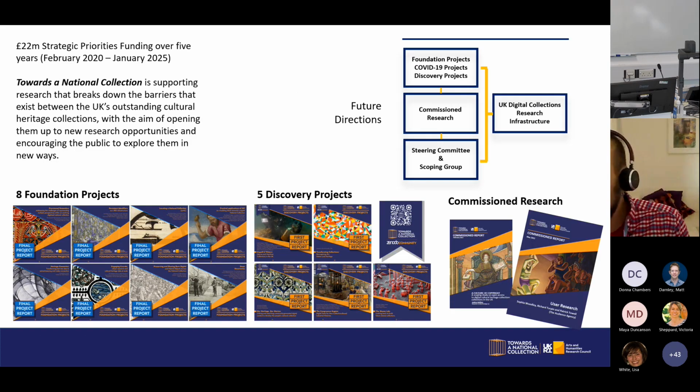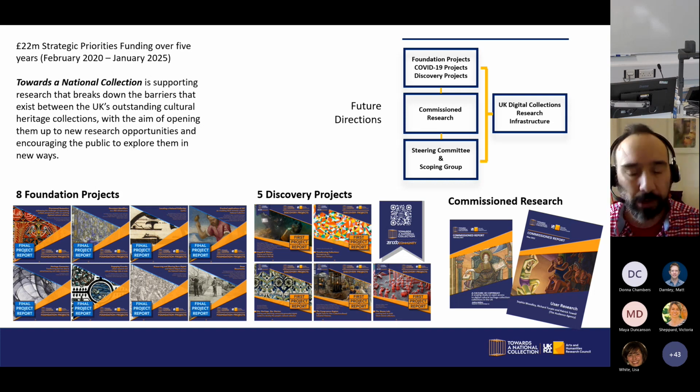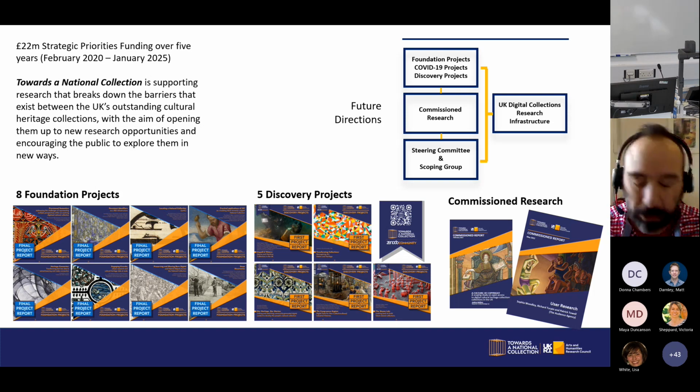So, in Towards the National Collection, we have 8 foundation projects, 5 discovery projects, commissioned research, COVID projects, where we are exploring all the different challenges. We have 22 million pounds, well, 19 million pounds, 22 million euros, where we're exploring how to generate this system for the country. So this is a major government investment.